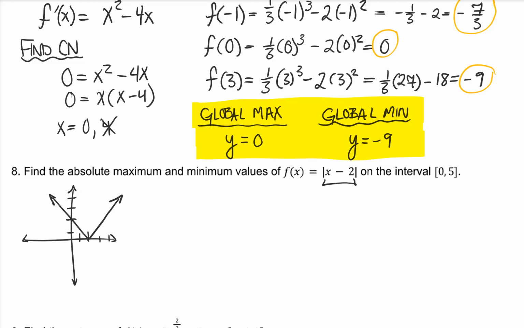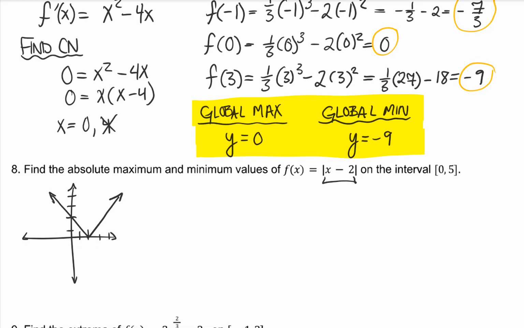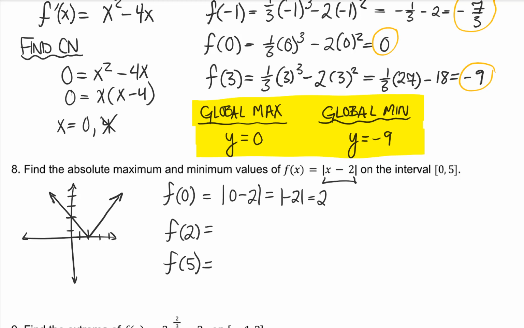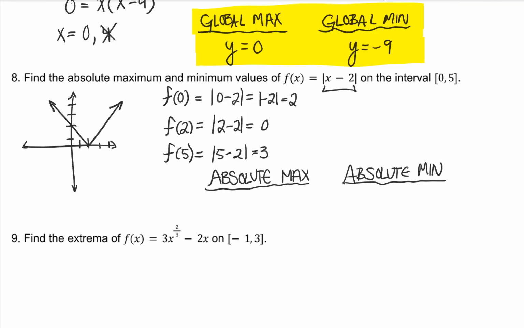An absolute value function only has one critical number, and that is the x value of its vertex. It's pretty clear from the graph where my absolute minimum is, but let's go ahead and check our endpoints and our critical number. We already could see our absolute min was at y equals 0. Our absolute maximum is y equals 3.